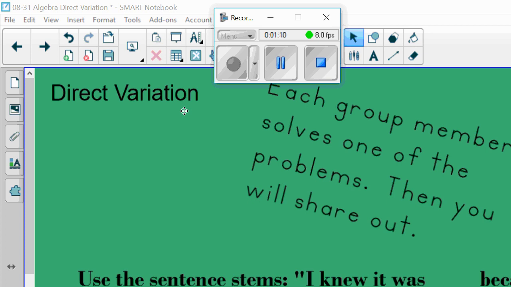So when you get stuck, these are the sentence stems I want you to use. I knew it was blank because, so that's if you knew it. I started thinking I would do blank because blank. I think I should blank because this. Have those conversations with each other because what somebody does on one might help somebody do that on another one. Okay, let's go with 10 minutes to work on that, and then we'll discuss as a class.